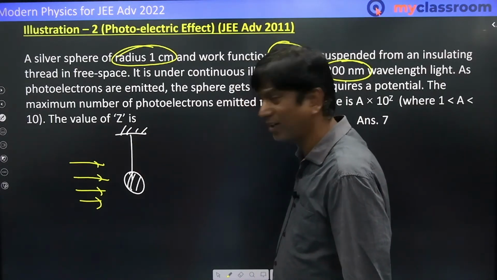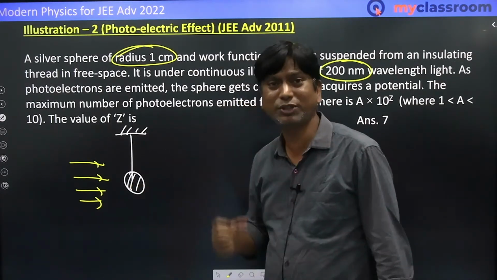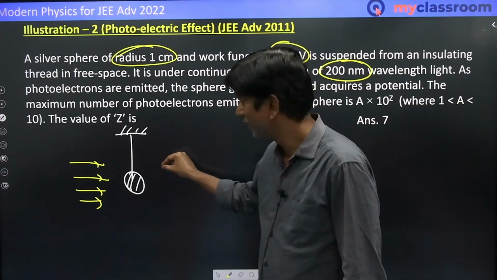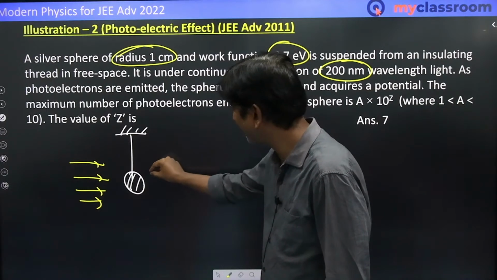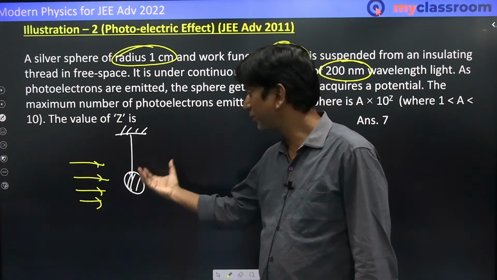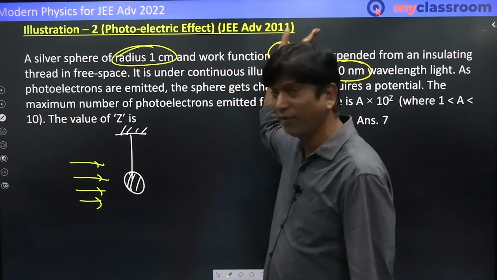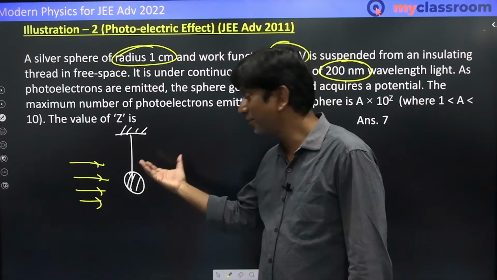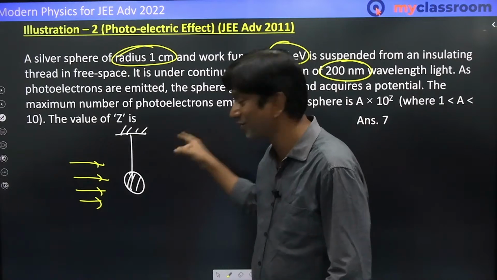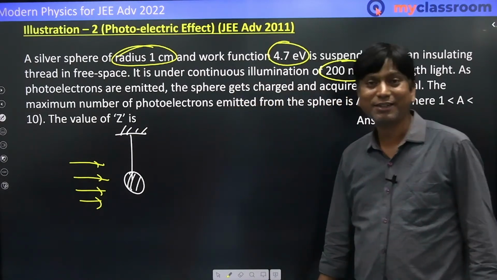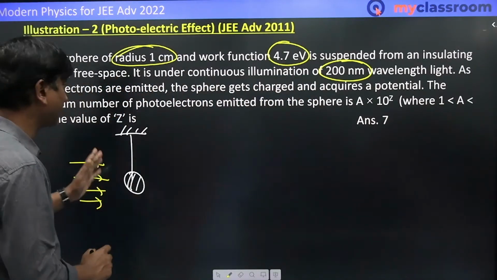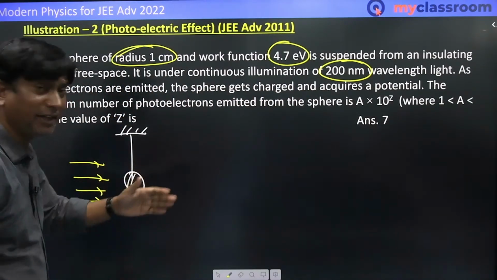Some number of electrons have already come out, so it has acquired some positive charge. Because of that positive charge, when the next electron tries to eject, it ejects with some kinetic energy, but by the time it goes out, it comes back. That much potential it is having. Earlier they were going to infinity, right? Now it is acquiring more and more positive charge. So it becomes more and more difficult for the further electrons to eject out from that particular silver sphere. Okay, so first, with what kinetic energy will they eject out?